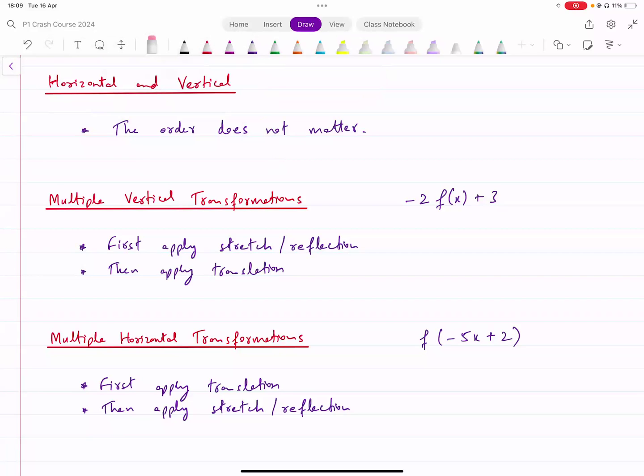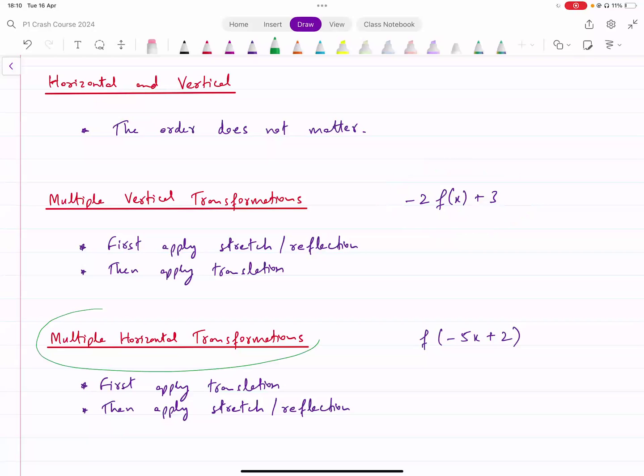However, if you have multiple vertical transformations, and it's a form like this, you do stretch or reflection first. So this -2 is going to be applied first. And then this +3, because it's a translation, happens next, if it's in standard form like this. Sometimes they use some extra bracket somewhere. In that case, the order ends up reversing. But if it's a standard form like this, -2 f(x) + 3, stretch and reflection happen first and translation happens next in vertical transformations.